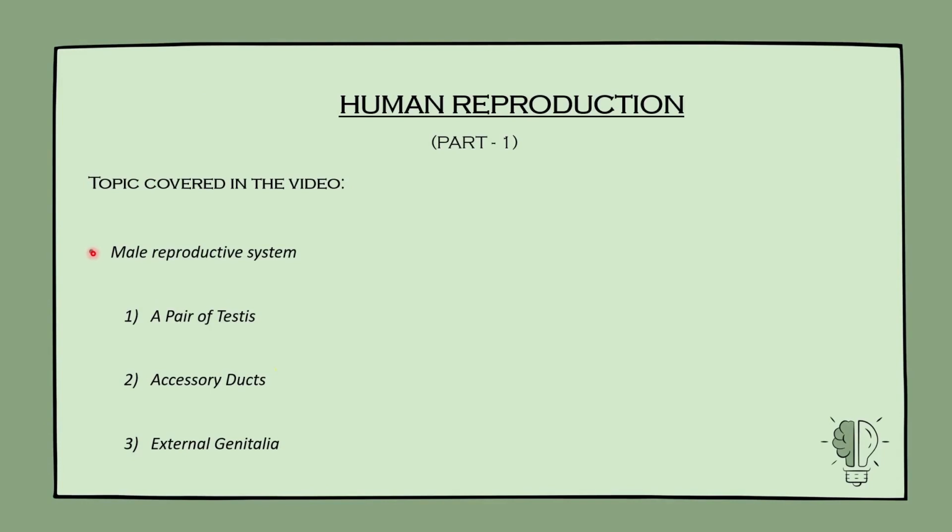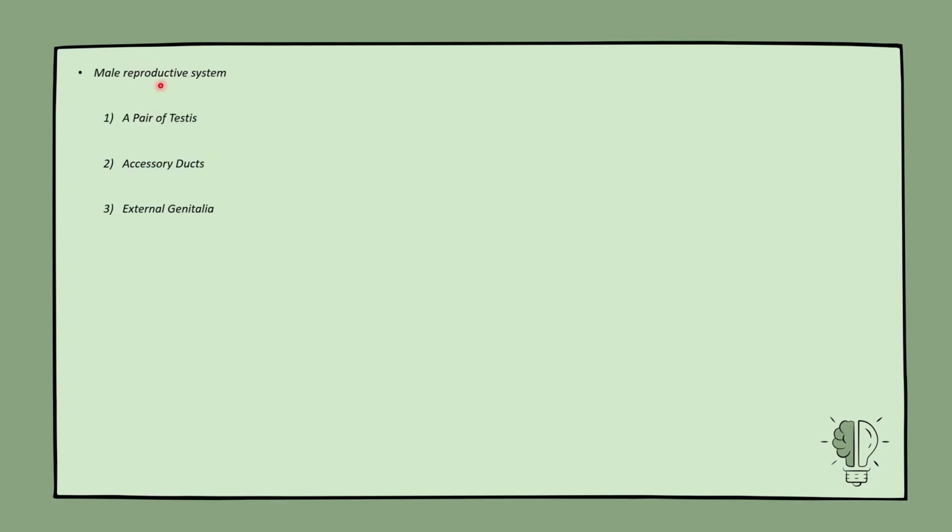This is part 1 of the chapter Human Reproduction, wherein we will be learning about the male reproductive system that includes a pair of testes, accessory ducts, and external genitalia. Without further ado, let's begin with the topic. Now first we need to know that the male reproductive system includes a pair of testes, accessory ducts, and external genitalia. First we'll learn about testes.